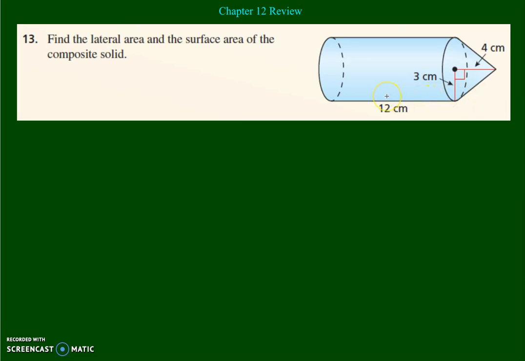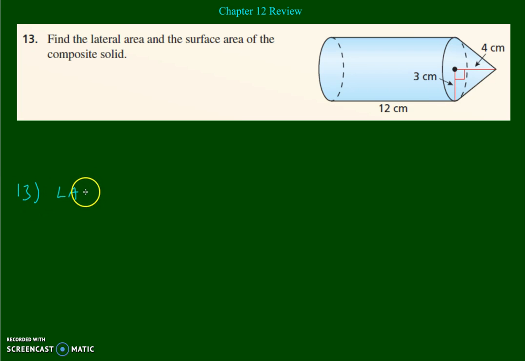And so let's first find the lateral area. So let's think about what lateral area is going to be. First, it's going to be the curved surface of this cylinder without the bases, and then it's going to be the nappe of the cone, the curved surface of the cone without its base. Let's go ahead and get started with this. We have problem 13.